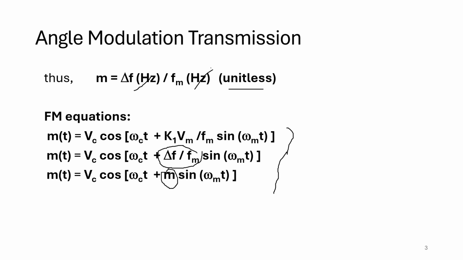From the equations of PM that we discussed in the last video and the equations for FM here, it can be seen that the modulation indices for FM and PM relate to the modulating signal differently. They have different values for M. The modulating coefficient for FM is not the same as the modulating coefficient for PM.